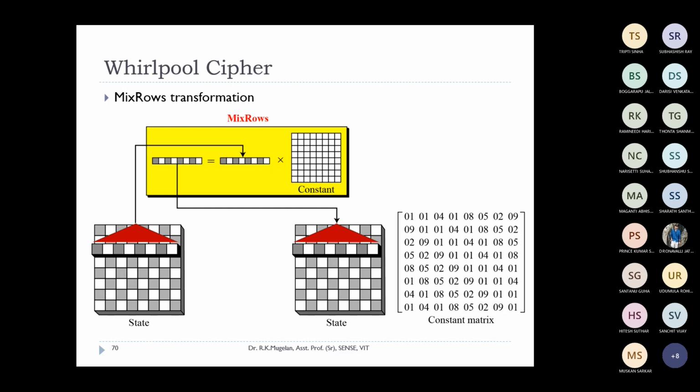Next comes the mix row transformation. This is a constant matrix used here for our multiplication. But here it is a row-wise multiplication. They take each and every row, multiply it with the constant matrix, and change each and every row.